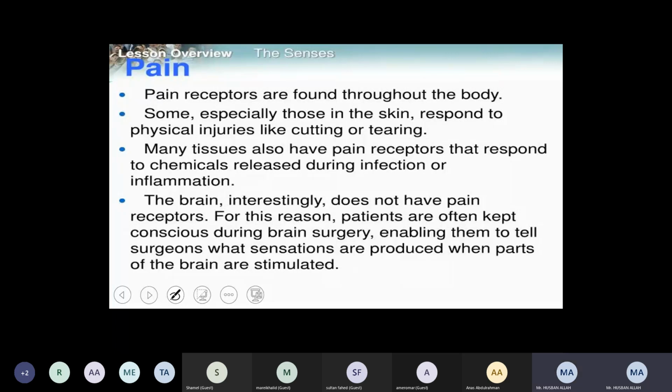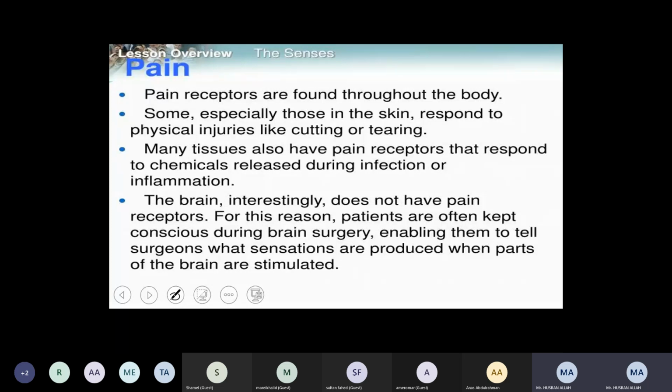Many tissues also have pain receptors that respond to chemicals released during infection or inflammation. So there are many receptors inside the body. Let's suppose we become sick or ill. We don't see it on our skin, but the infection is inside the body. Even when it is inside the body, it will still be detected and received by the receptors.